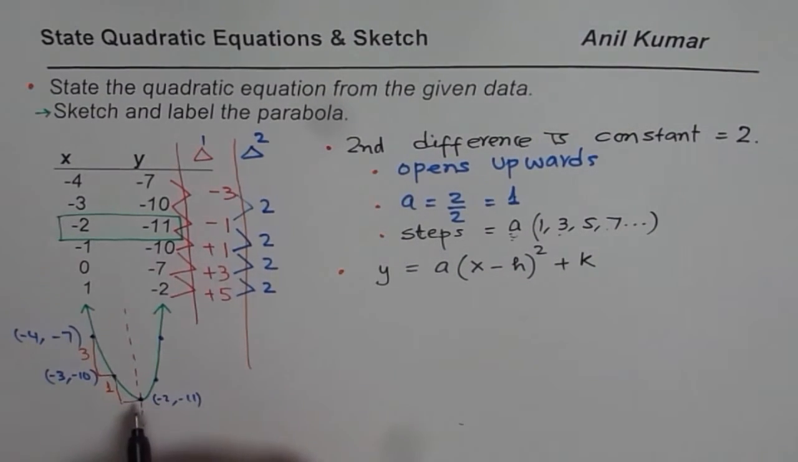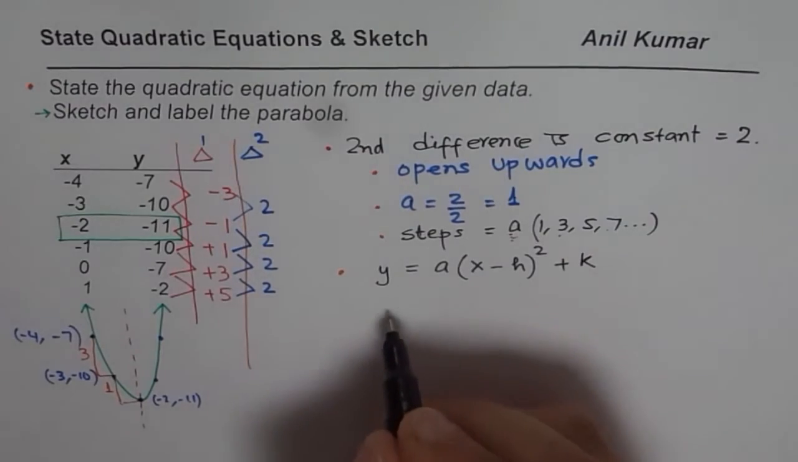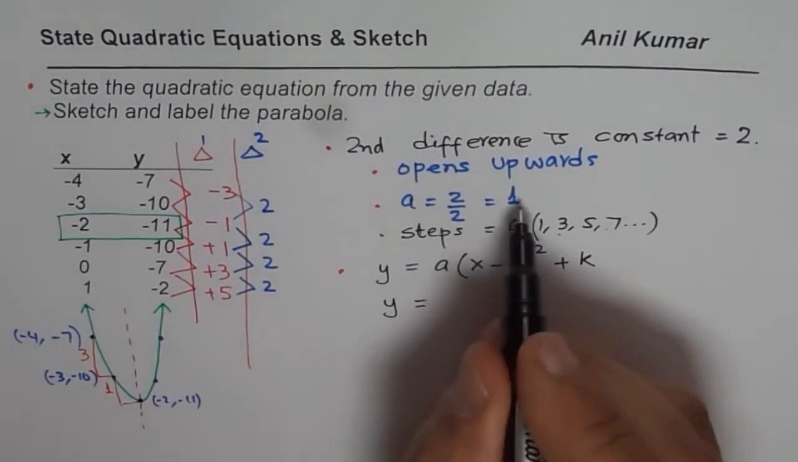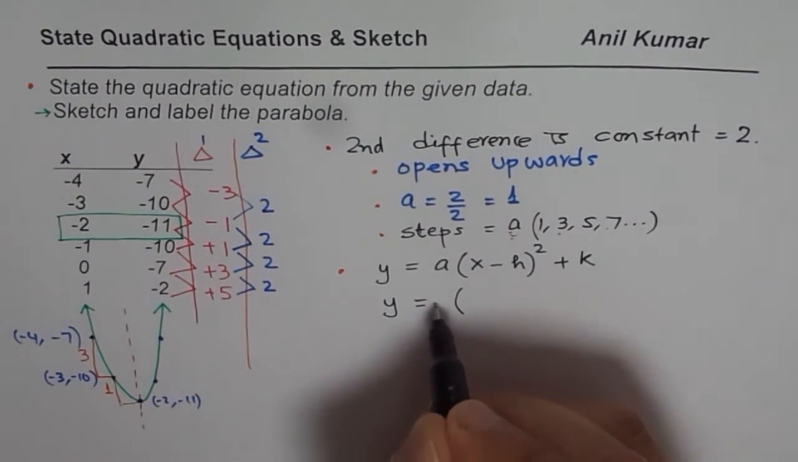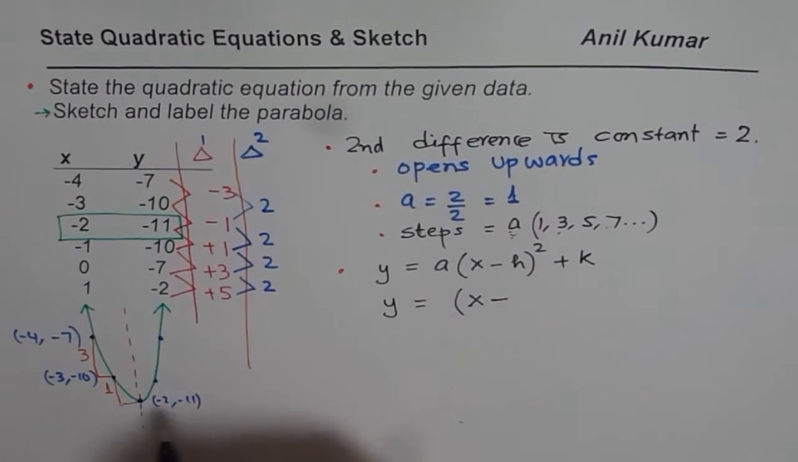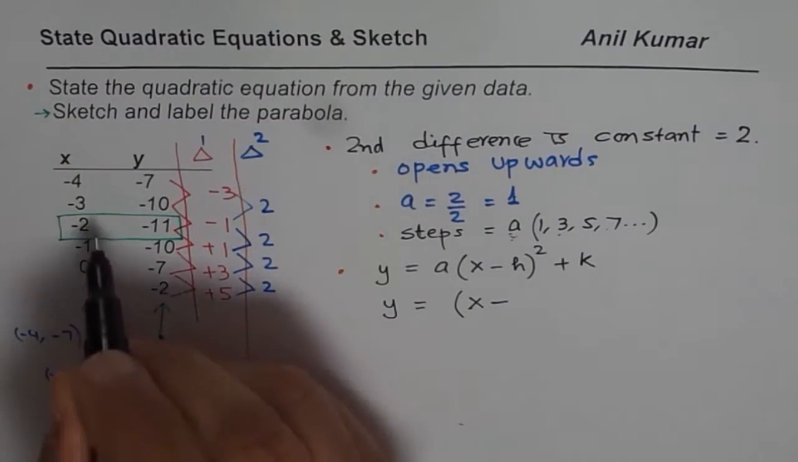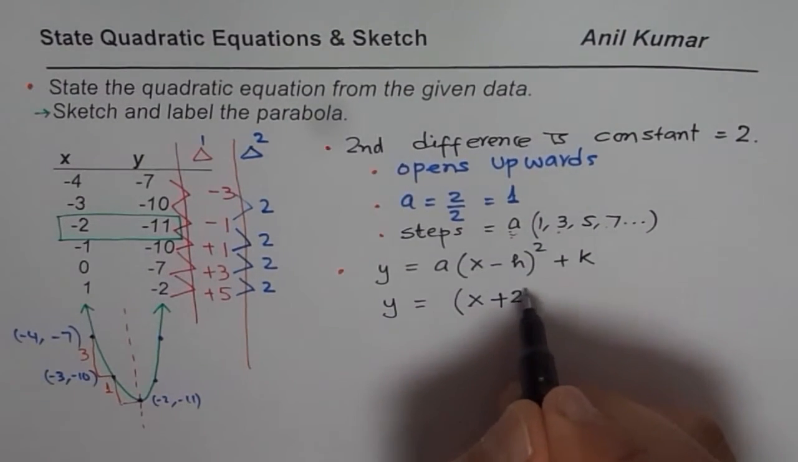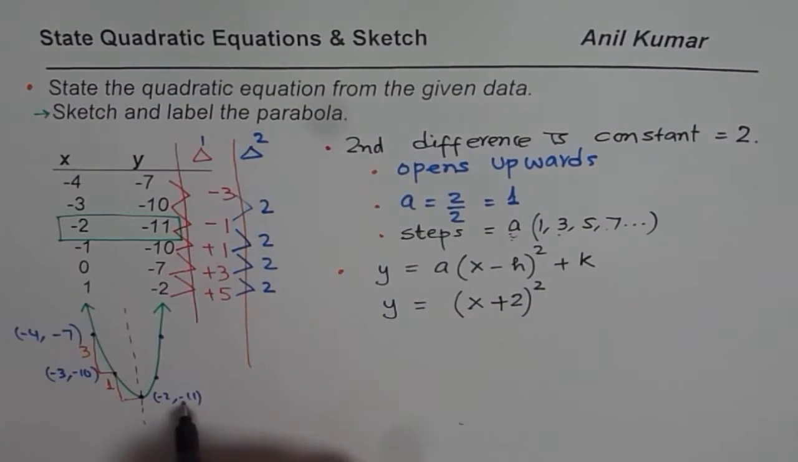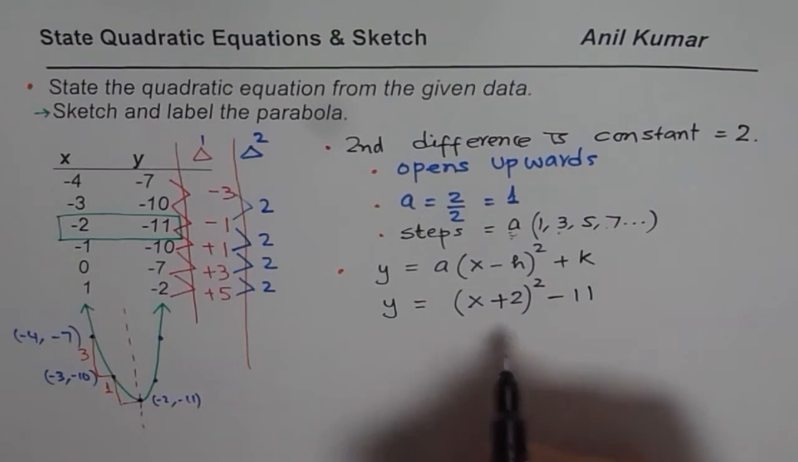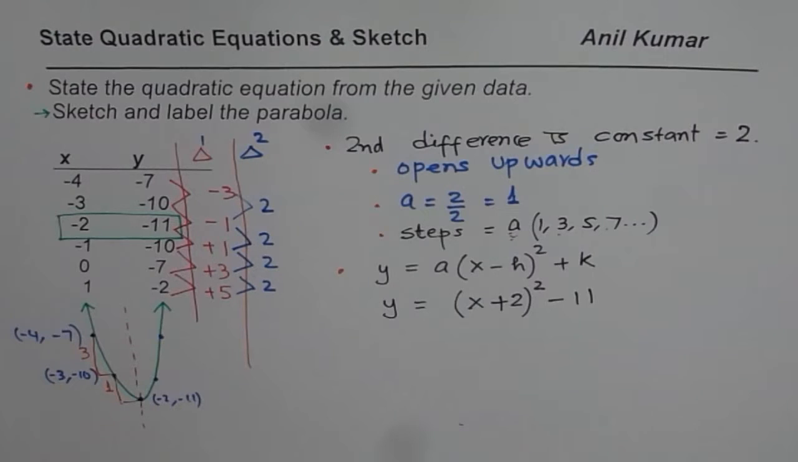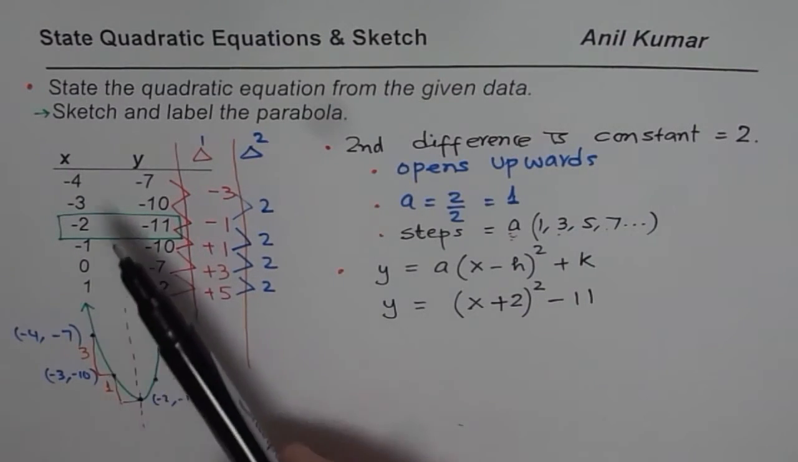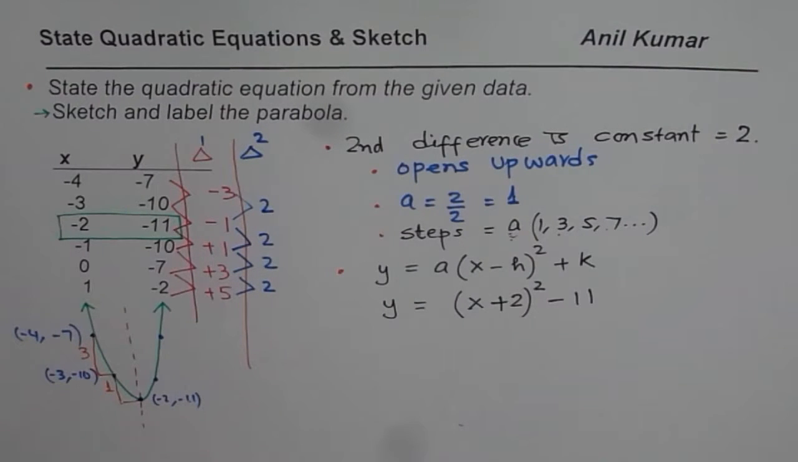In that case, what we have seen is that the vertex is (minus 2, minus 11), so therefore we could write this as, and a is 1, so no need to write 1, (x minus of minus 2, we'll make this plus) so (x plus 2) whole square, and the k value is minus 11. So that becomes the equation of this quadratic function, which represents the data here, right? So that is one way to go about it.